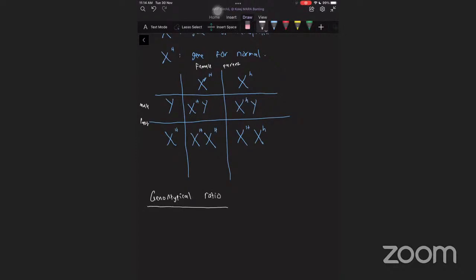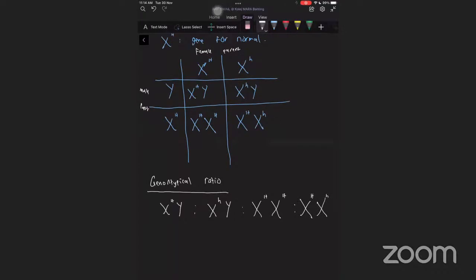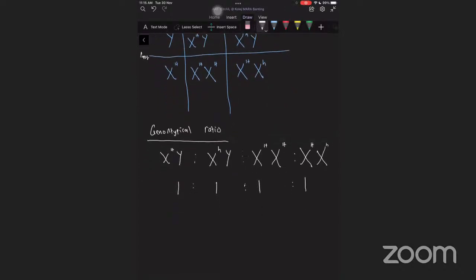So let's look at how many genotypes we have. We have X big H and Y. We have X small h and Y. We have X big H and X big H. And we have X big H and X small h. So from there, we come up with the ratio, and we see the ratio is 1, 1, 1, and 1. This is the genotypical ratio.